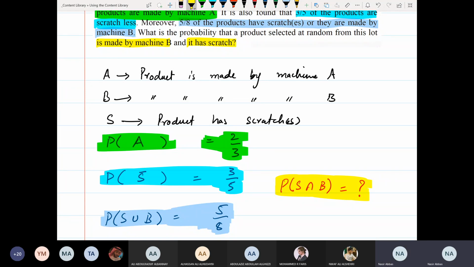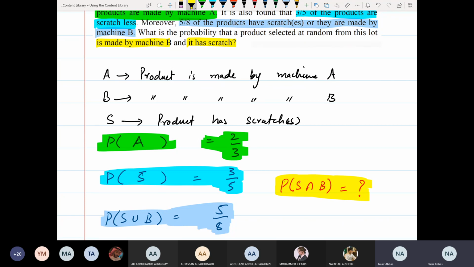This is the most important part of any question. Number 1, defining the events. Number 2, extracting the information. Number 3, what is required. Once this is done, 80% of the question is done. Now there are some hands raised. I suppose there are some questions or maybe some answers.